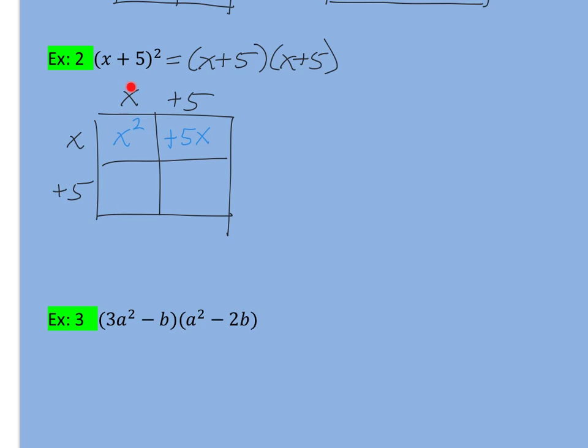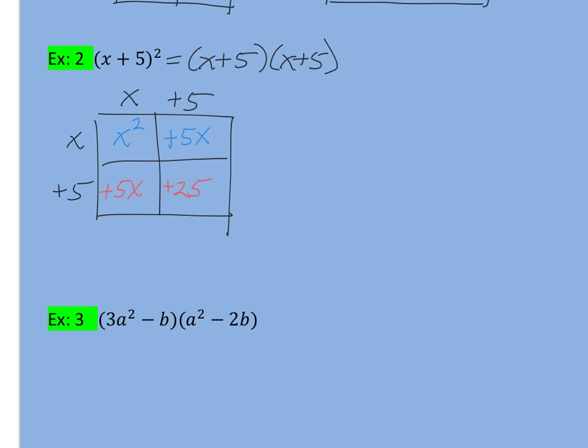In this box here, it's intercepted by x and 5. So 5 times x is a positive 5x. And the last box, right here, is intercepted by 5 and 5. So 5 times 5 is a positive 25.